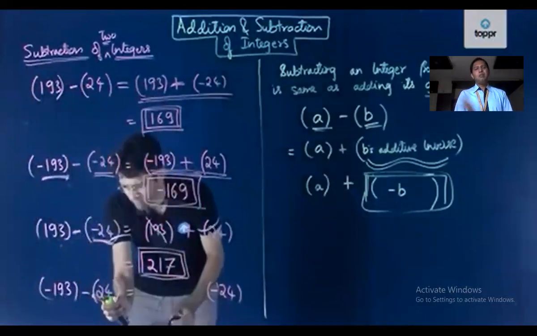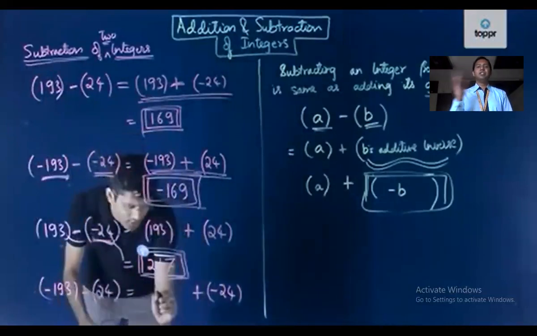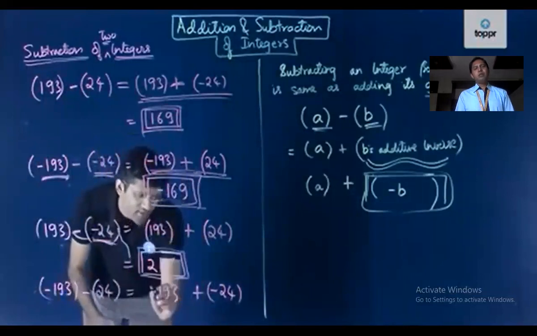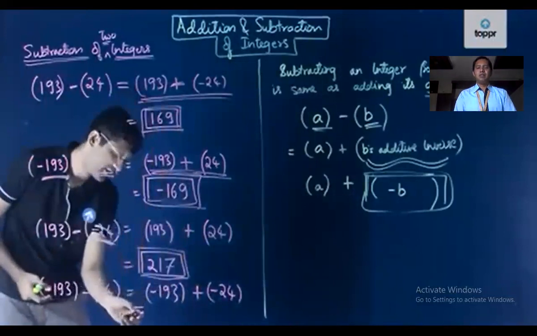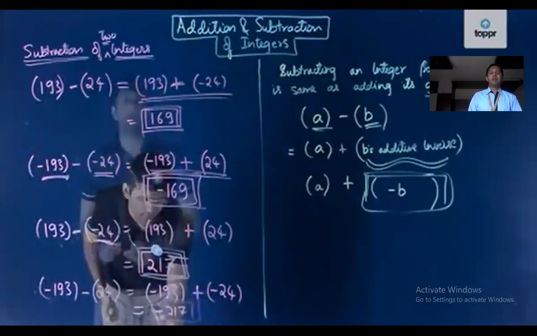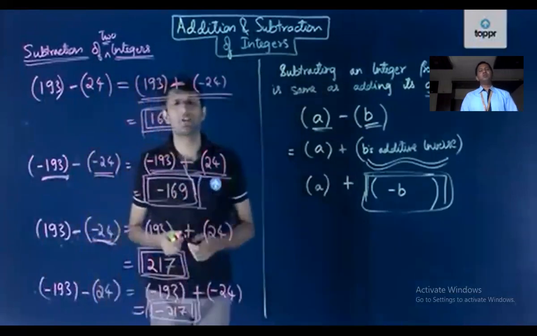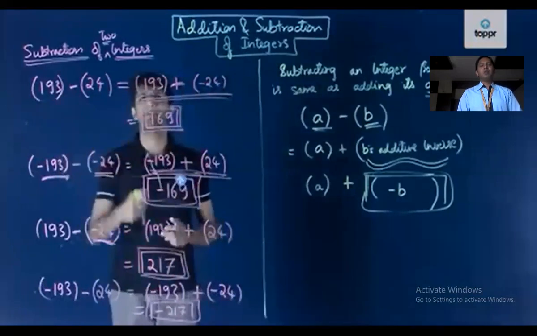The sign in between these two numbers is negative, that will become positive as it is the addition of an additive inverse. Now we have two numbers, 193 and 24, both having the negative sign. These are like signs, and we need to add 193 and 24. This is 217, and the answer will have a negative sign. So the answer will become minus 217. That's all for the day.